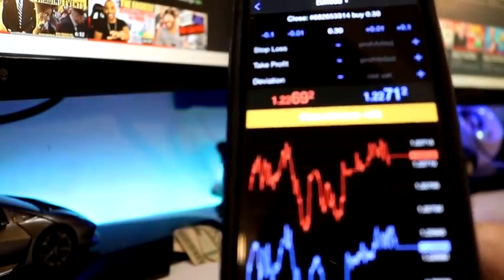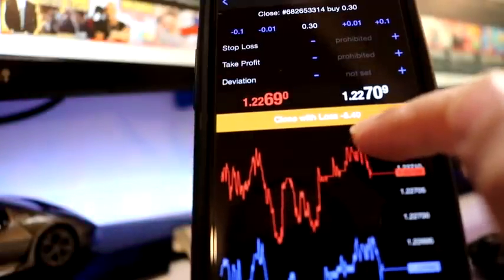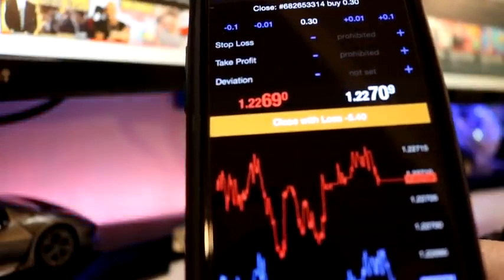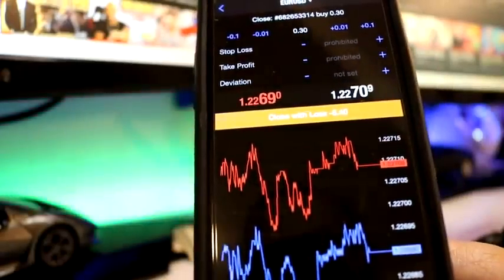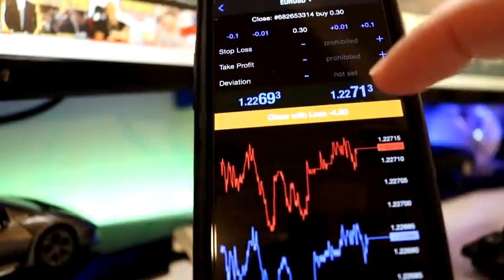So to manually close the trade, it says here, close with loss of $5.40. Sheesh. Right? And obviously that's fluctuating because this is real time. All right, so it's actually moving as I do it. So this is how you manually close a trade.